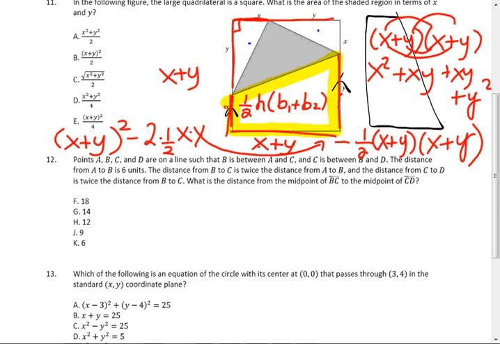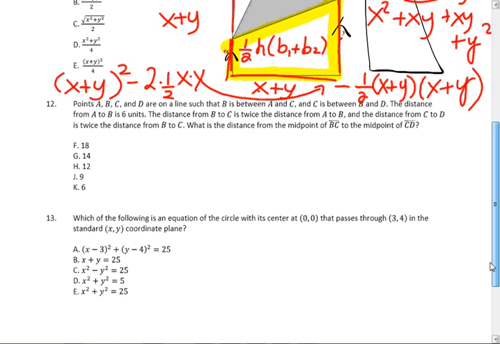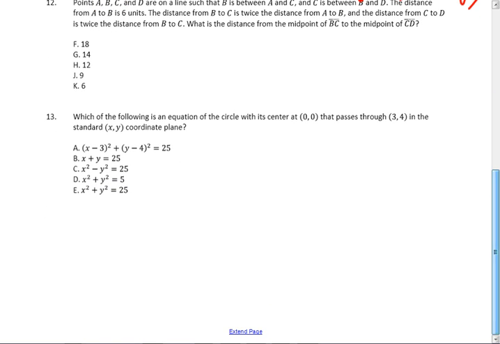Number 12, draw a picture. Make sure it's quiet because you have to concentrate. It's really not that hard. And just think about it when you draw your picture. Put the A, B, C, D in the right places. Mark in the distances. You'll be fine. Oh, we know how to do this one.